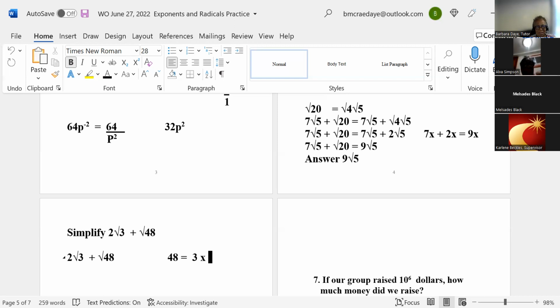You have your calculator? Yes. Use your calculator. 48 divided by 3 equals what? Just a minute, Miss Barbara. 48 divided by 3. Oh, my thing here is not working. Let me clear it. 48 divided by 3. 16.